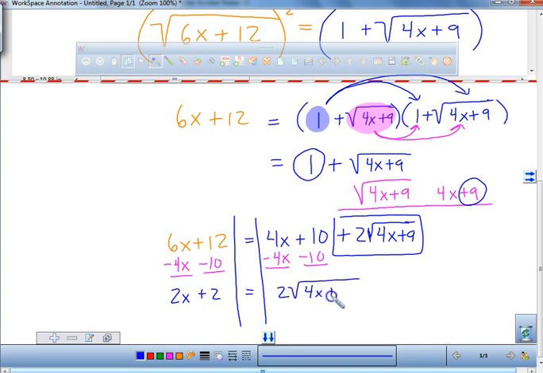So this zeroes out. All I did was just bring this down. 6x minus 4x is 2x, 12 minus 10 is 2. Now, notice, what's a common number that you happen to see in front of you? So if you wanted to, you could divide everything by 2. Just divide.